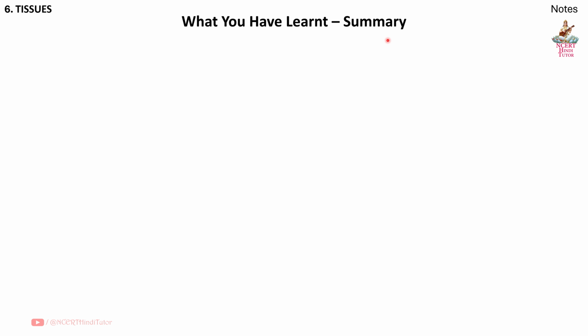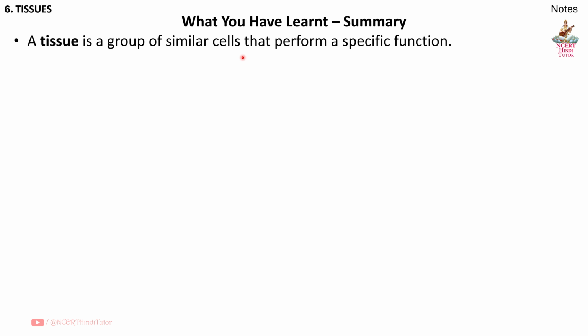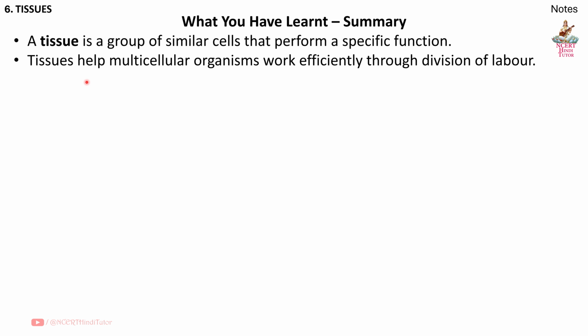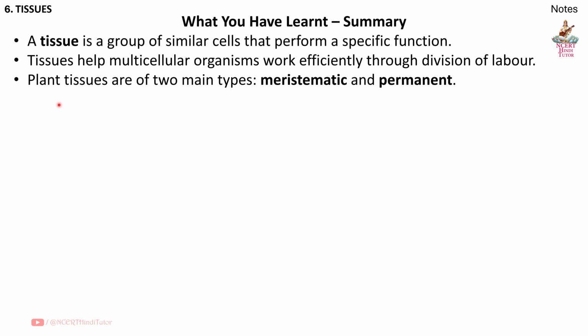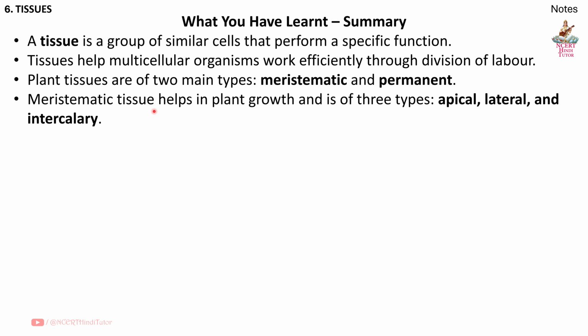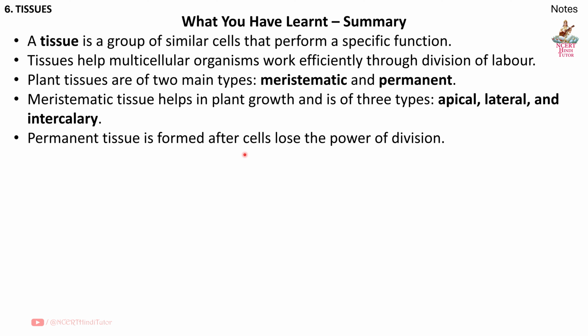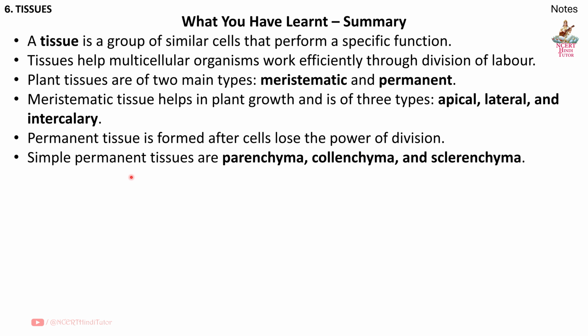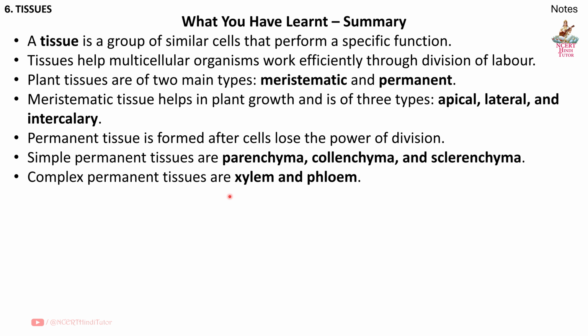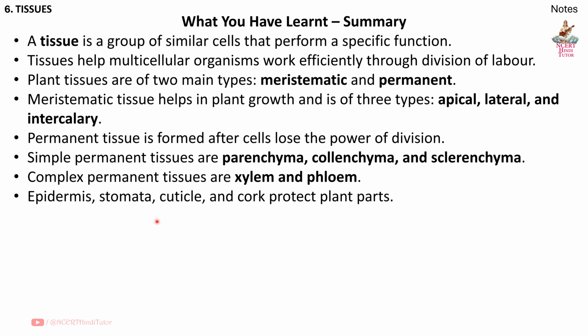What have you learned? Summary. A tissue is a group of similar cells that perform a specific function. Tissues help multicellular organisms work efficiently through division of labor. Plant tissues are of two main types, meristematic and permanent. Meristematic tissue helps in plant growth and is of three types: apical, lateral and intercalary. Permanent tissue is formed after cells lose the power of division. Simple permanent tissues are parenchyma, collenchyma and sclerenchyma. Complex permanent tissues are xylem and phloem. Epidermis, stomata, cuticle and cork protect plant parts.